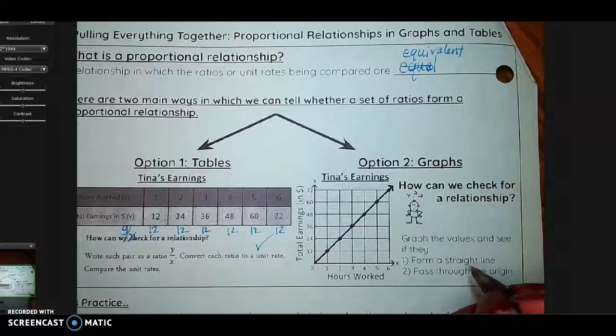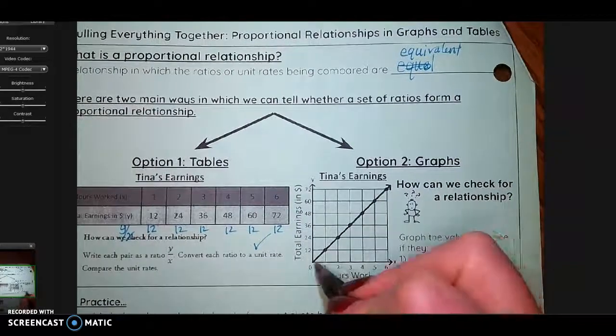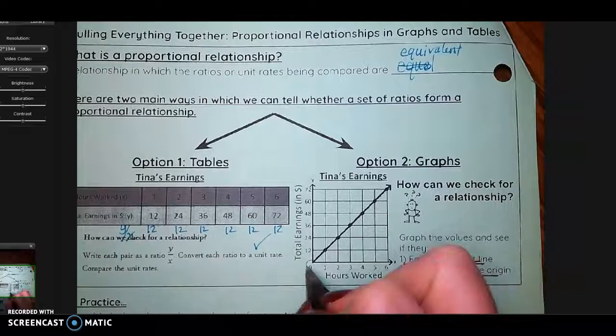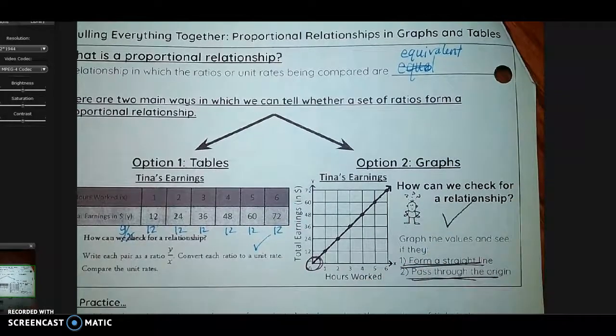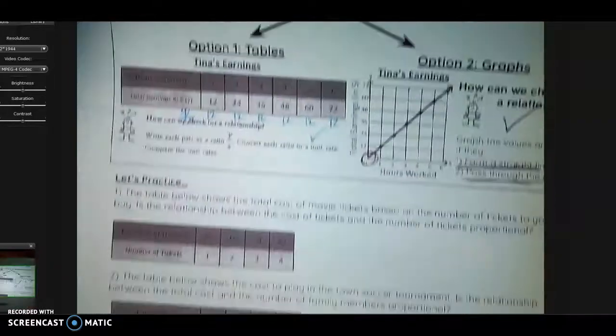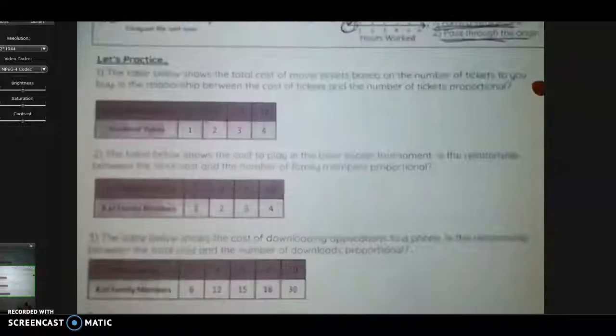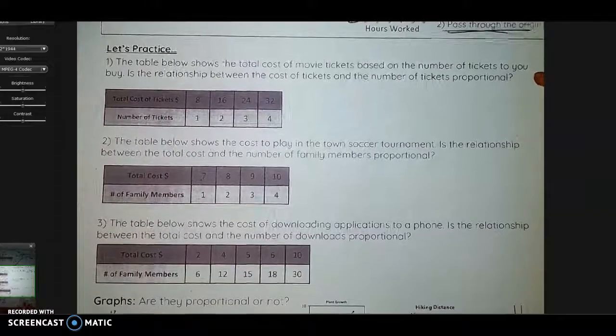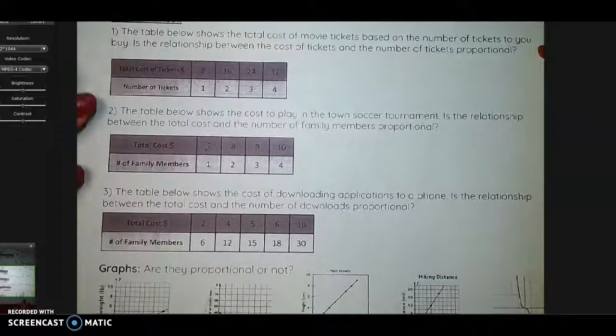I can also look at the graph. Does it form a straight line? Does it pass through the origin? Then yes, those are proportional. So down here, you're going to practice those skills, and then we will check them when you come to class.